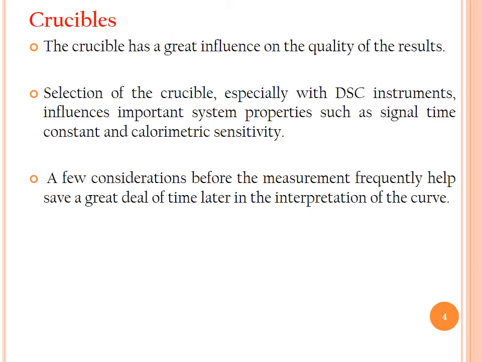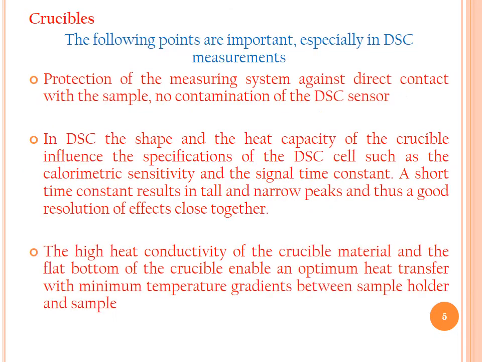A few considerations before the measurement frequently help save a great deal of time later in the interpretation of the curves, meaning the DSC curves. The following points are important, especially in DSC measurements regarding the crucibles, when we have to place the sample in the crucible for analysis by DSC. First, protection of the measuring system against direct contact with the sample, so no contamination of the DSC sensors. It means by using the crucible, the sensor of the DSC instrument will not be contaminated, so we have good results.